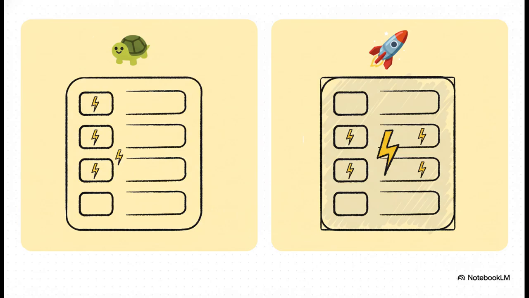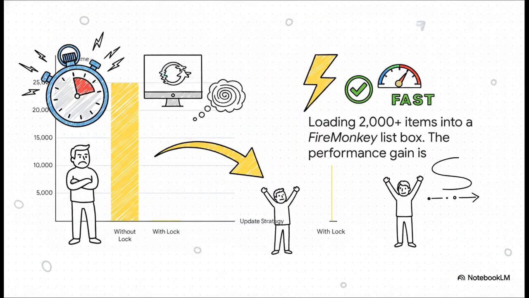And you won't believe how easy this is to implement. On the left, you see that standard, slow, guilty loop. On the right, it's the exact same logic, but it's wrapped in our 2-line fix. Begin update at the start and end update at the end. That is literally it.